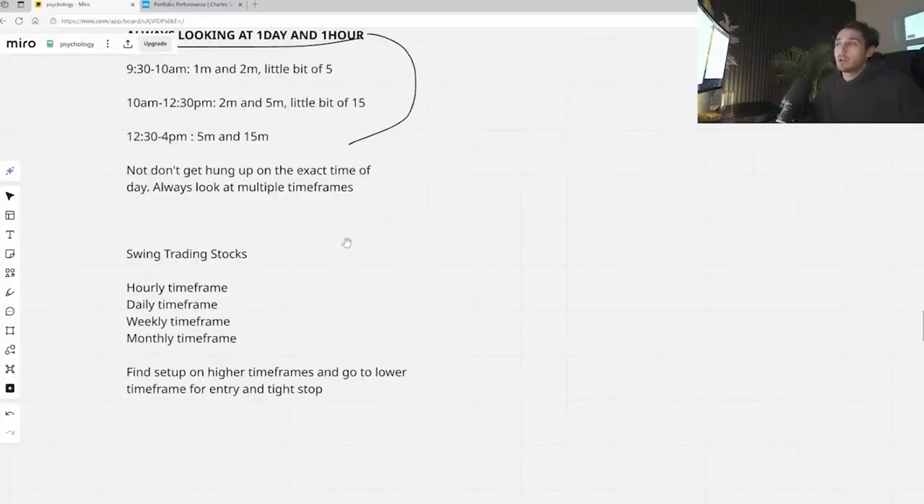In terms of swing trading, we're primarily looking at the hourly time frame, daily time frame, weekly time frame, or monthly time frame. Monthly time frames are a bit much, right?